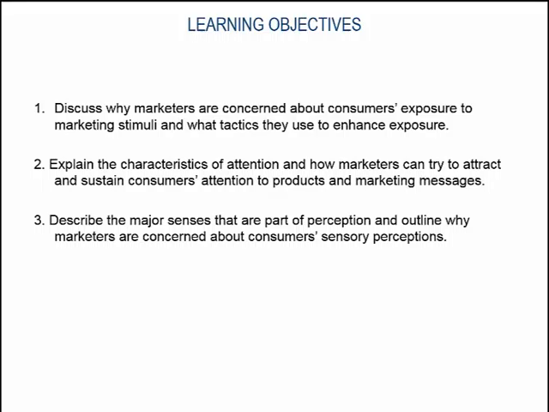Now, there are 3 learning objectives for this lesson. First, we will discuss why marketers are concerned about consumers' exposure to marketing stimuli and what tactics they can use to make exposure more likely. Second, we will explain the characteristics of attention and how marketers can create offerings and messages that are more likely to catch consumers' attention. And lastly, we will describe the 5 major senses that are part of our perception and discuss some of their properties and their implications for marketing.